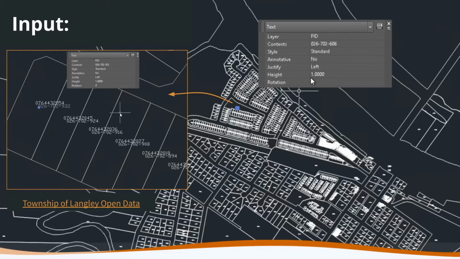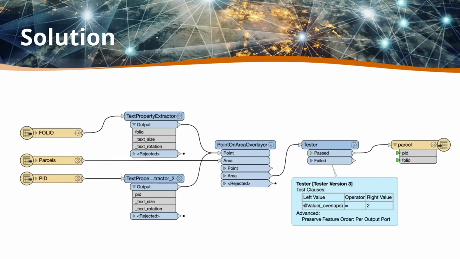So again, here's some simulated input. This is of properties, not rooms, but nonetheless, it's the simulated case. It comes from the Township of Langley. Thank you very much, Township. And what we've done is we've got our parcel boundaries, and in there we've got a couple of labels, the folio and the PID. And so the solution that we've come up with is this.